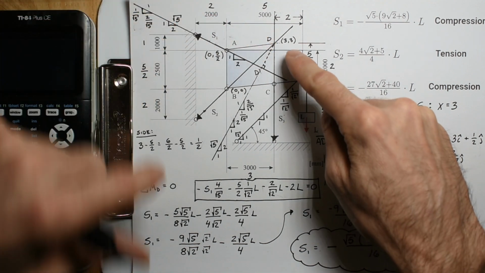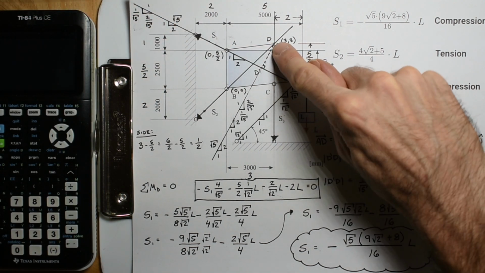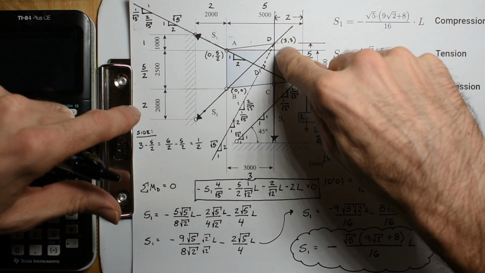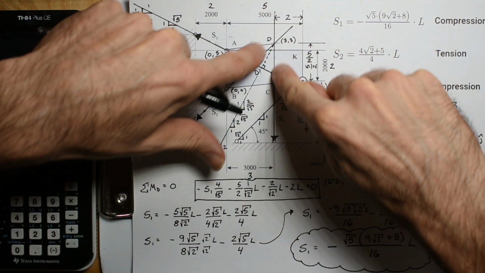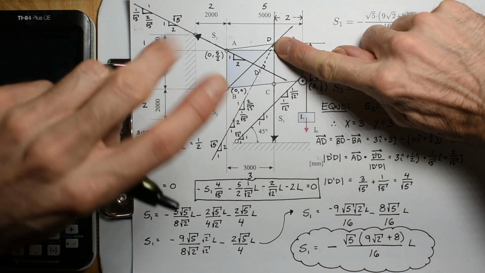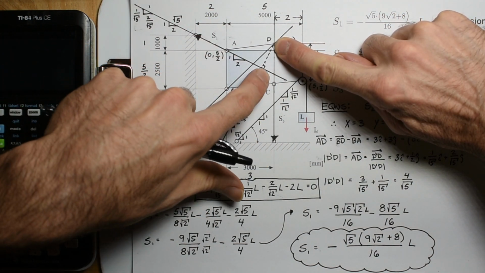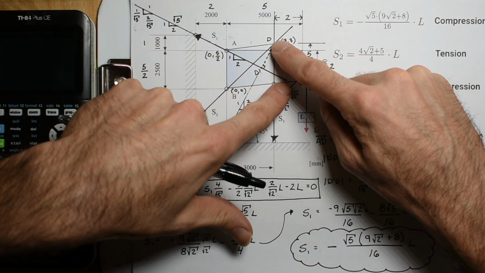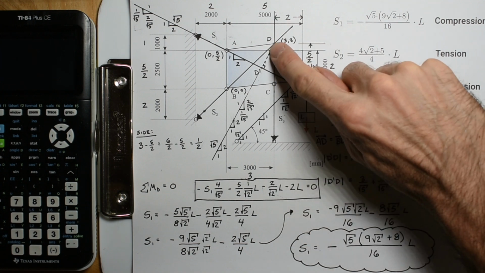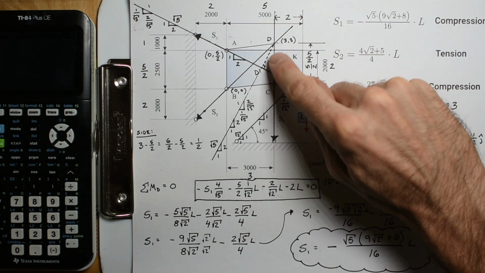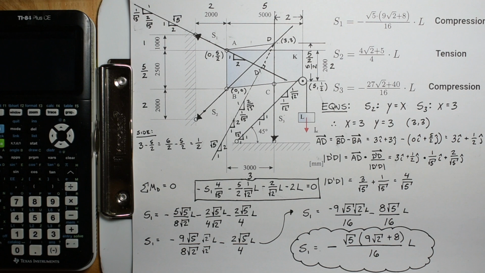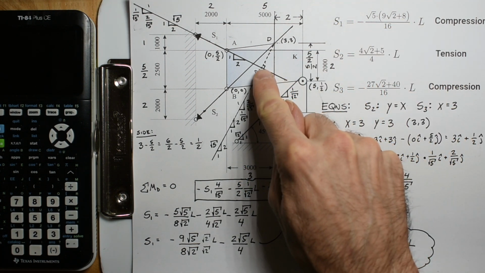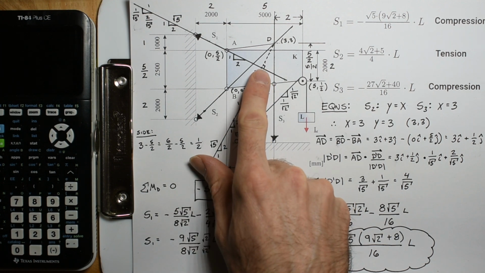Cool. Now the whole point of this is we're going to sum moments about this intersection. The forces S2 and S3 won't generate any moment because there's no distance away from these two forces at this point. The only other force that we don't know is S1, and we really don't know this distance because this comes in at a funky angle. I'm calling this distance d prime d, so that distance right here.